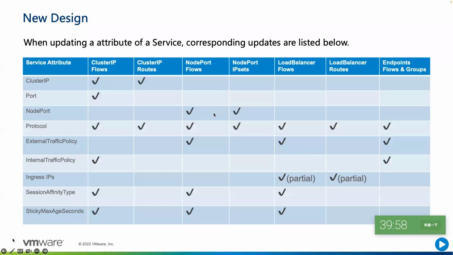Well, I just want to mention that some attributes of a service are immutable. For example, cluster IP, you can never change cluster IP once it's set. So some of the checks may not be useful.